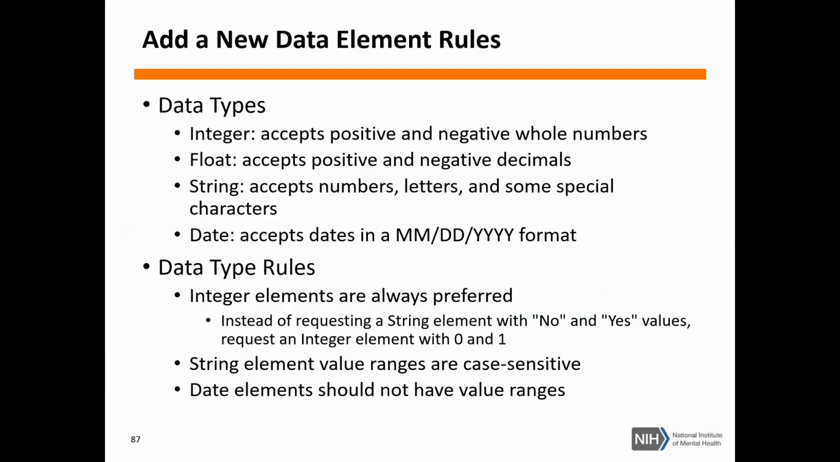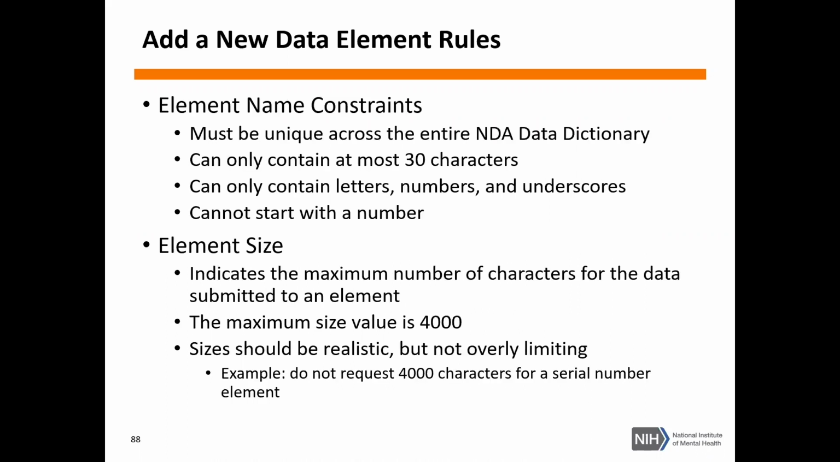And here we have those same rules that I went over previously when making new data elements. I'll just touch on the important things to remember. First, make sure to use the appropriate data type for your new element and try to use integer elements whenever possible. Date elements should not have any value range, and string elements have case-sensitive value ranges. Element names need to be formatted appropriately, and they must be unique across the entire NDA Data Dictionary, not just your one data structure. And when you're requesting a string element, please be sure to include an appropriate size that does not exceed 4,000 characters.